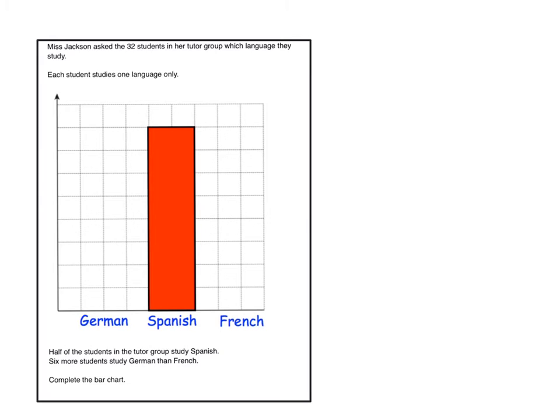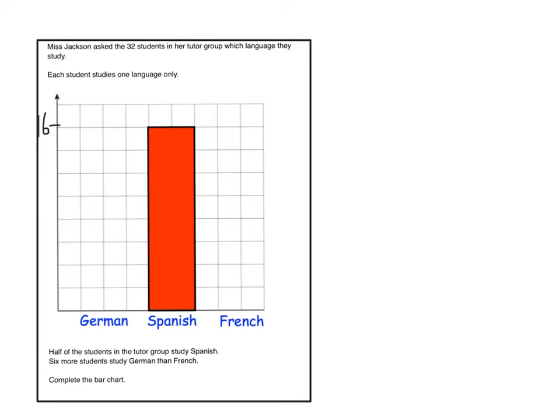Miss Jackson asked the 32 students in her tutor group which language they study. Each student studies one language only. Half of the students in the tutor group study Spanish, 6 more study German than French. Complete the bar chart. So we've got half study Spanish, so that means half of 32 is 16. So this top bar is going to be 16.